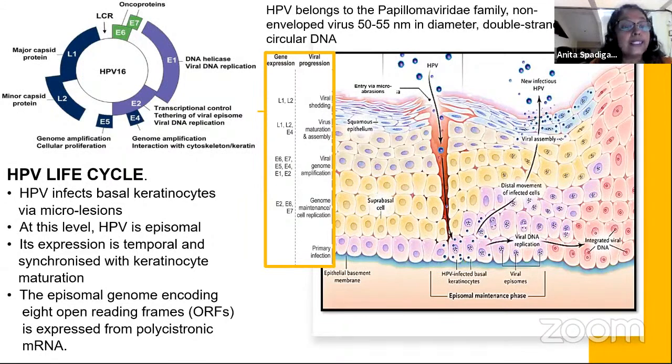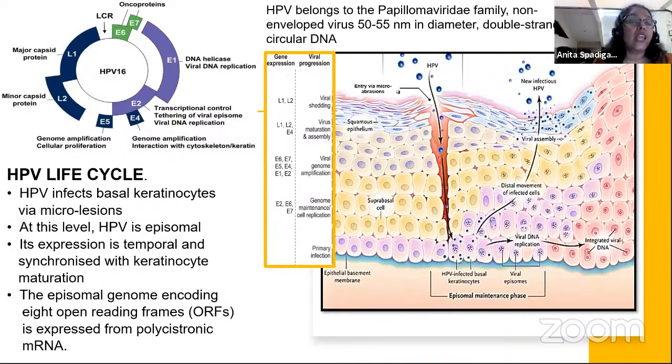So we all are familiar with the DNA of the HPV. This is a DNA virus, which has a circular double-stranded DNA. Then you have these early and late genes, which are arranged. We have the E1, E2, E3 is not there, E4, E5, E6, and E7, which make the virus oncogenic.